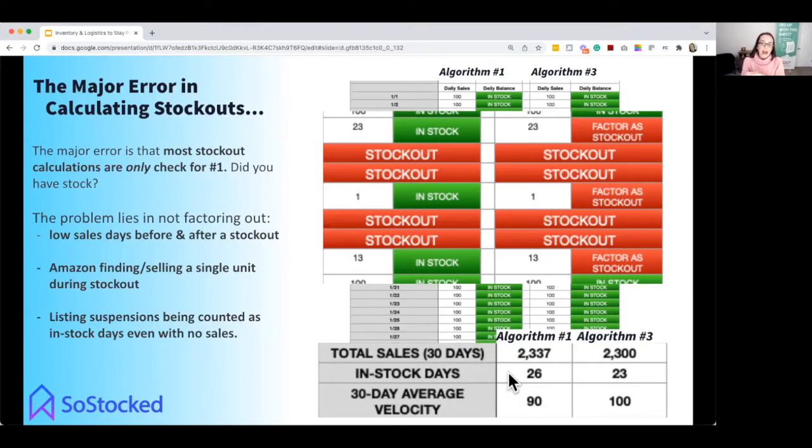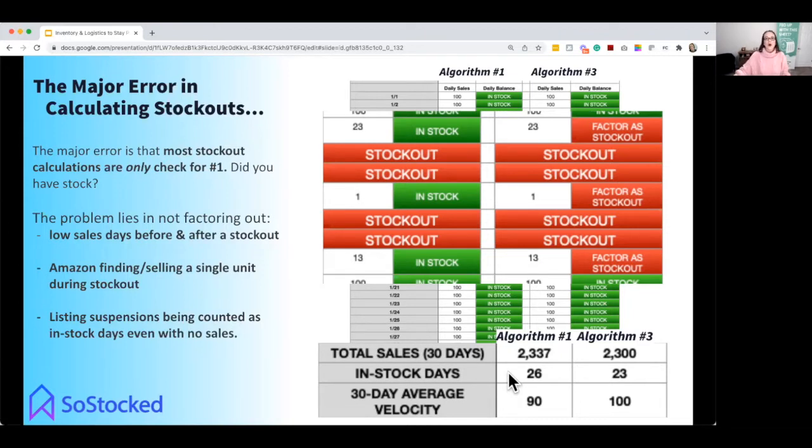And when you break down the math and you figure out the averages when you're excluding the out-of-stock days, you see that algorithm 1 would say that you are doing 90 units a day, where algorithm 3 says you're doing 100 units a day. So that's a difference of 10 units. And you multiply that across 3-4 months worth of stock, you're going to be out of stock over 1,000 units in some instances. So it becomes extremely important for you to get this calculation correct.